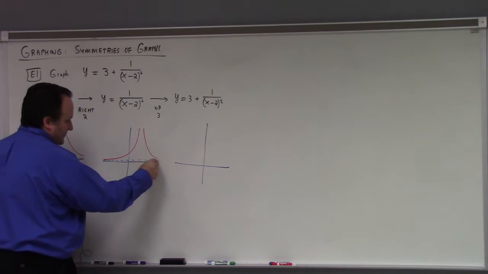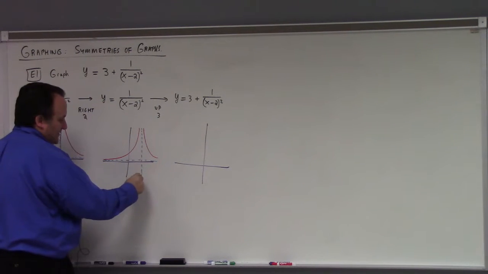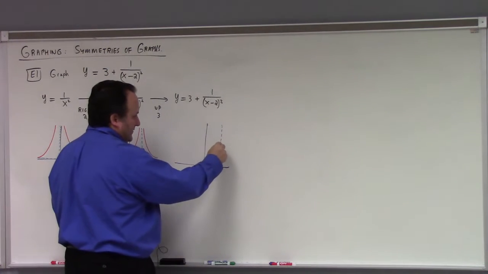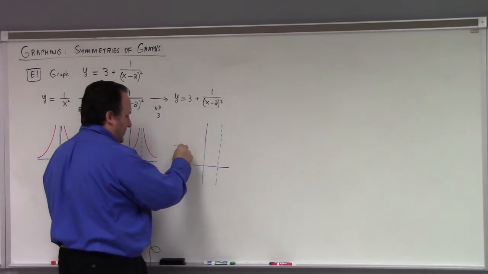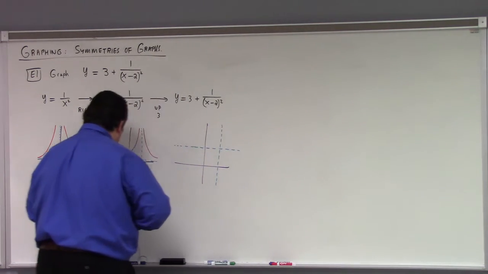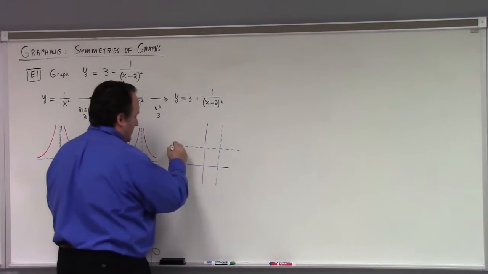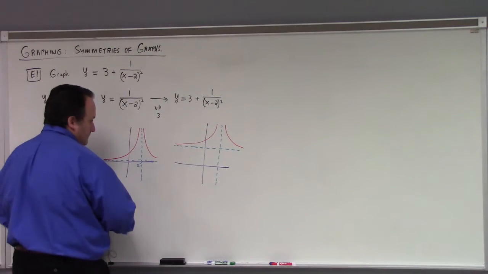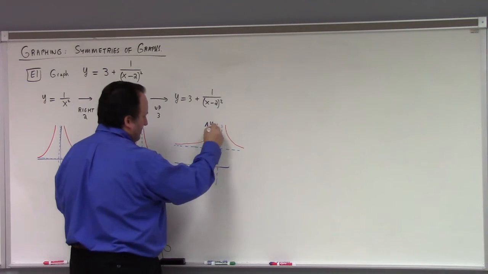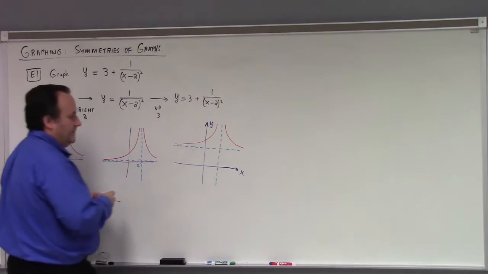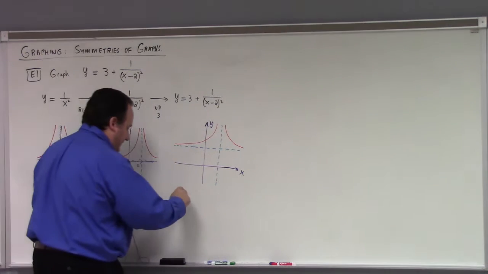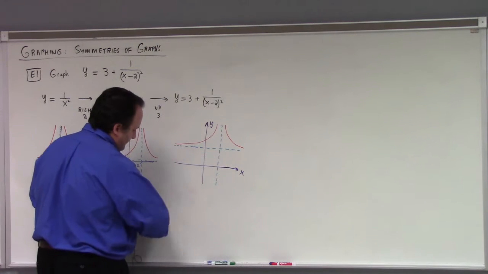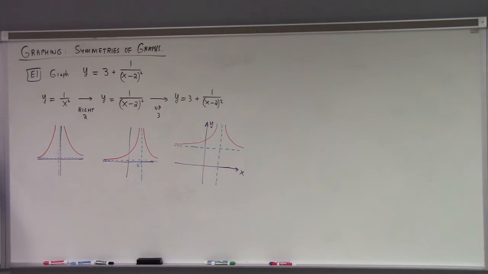Then when you shift right 2, the vertical asymptote is now at 2, right? Final move, the vertical asymptote stays at 2, but the horizontal asymptote is up here at 3. And so the graph looks something like that. So there you go. This is the graph of y equals 1 over (x minus 2) squared plus 3. That's the graph. So, any questions about this?